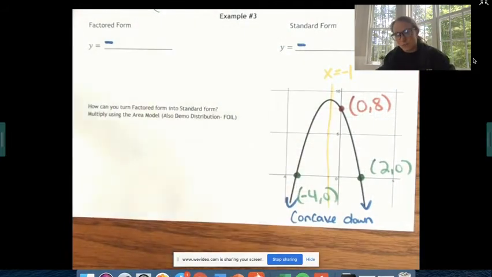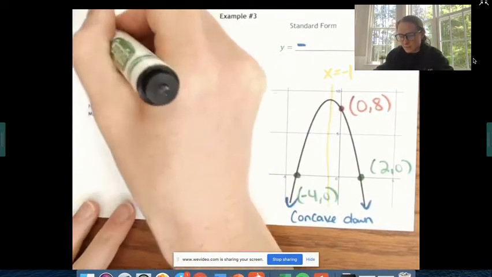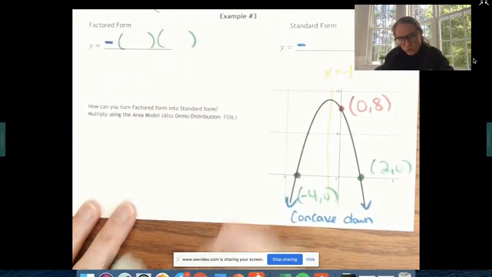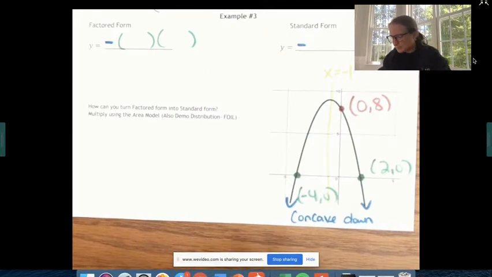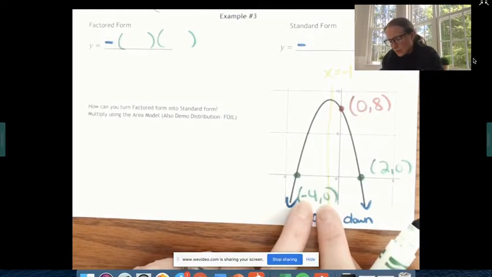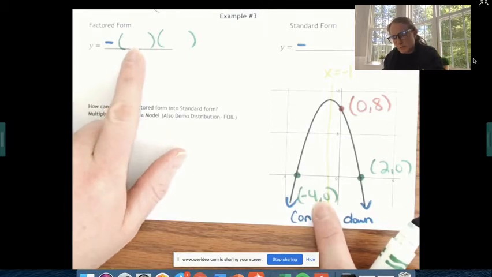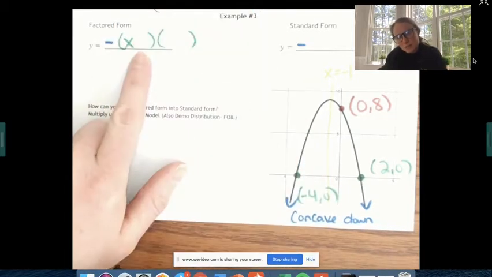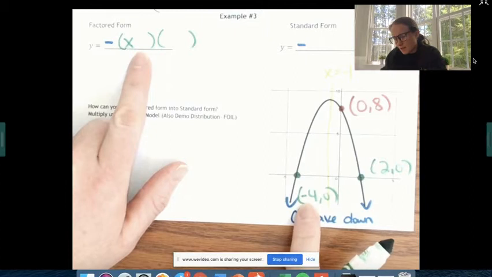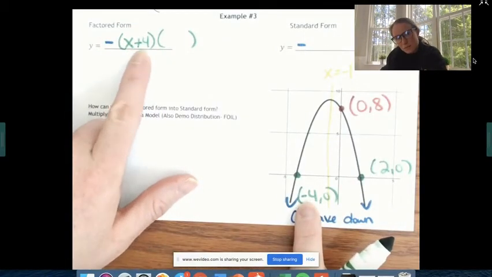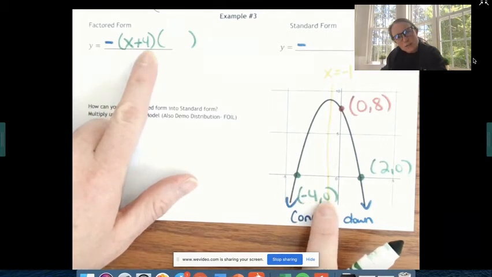For factored form, all right, I remember factored form. I've got things being multiplied. So I've got multiplication. So I'm going to draw those parentheses for multiplication. And if my x-intercept is at -4, what is my factor then going to be? x what? All right, it's going to be x + 4 because -4 + 4 gives you 0.